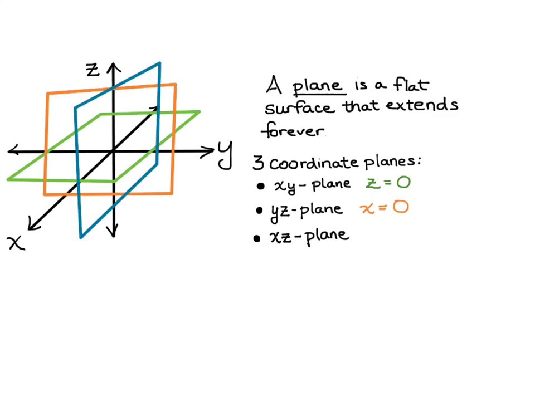And finally, the xz plane. This is the plane where y is set to be 0, and this plane is going to extend all the way forward and all the way back along the x-axis, and all the way up and all the way down along the z-axis, but y is always 0.